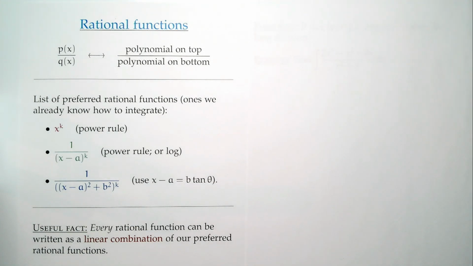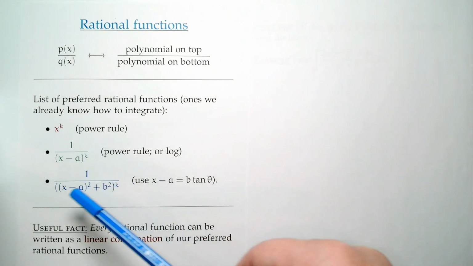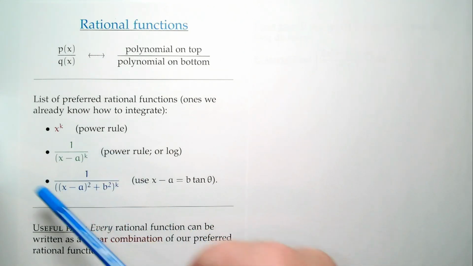In particular, there's a couple types of rational functions that we enjoy. Namely, if I have something to a power, because then we have the power rule. We know how to integrate things like that. Or maybe we have something in the denominator, 1 over (x minus a) to the k, or 1 over (x plus a) to the k. We can handle those. Again, it's a power rule, or maybe it's a log, if it's like 1 over (x minus a).